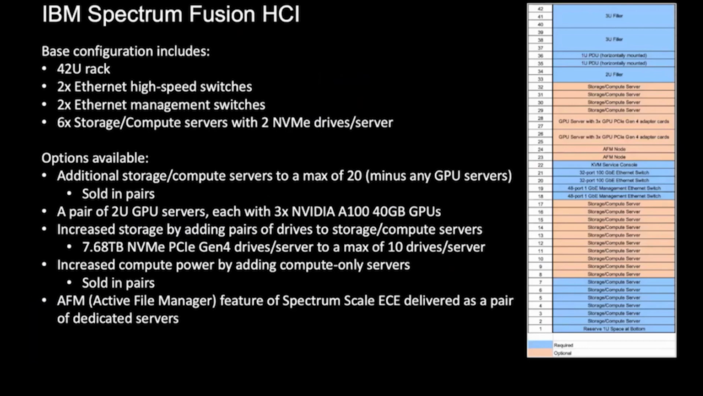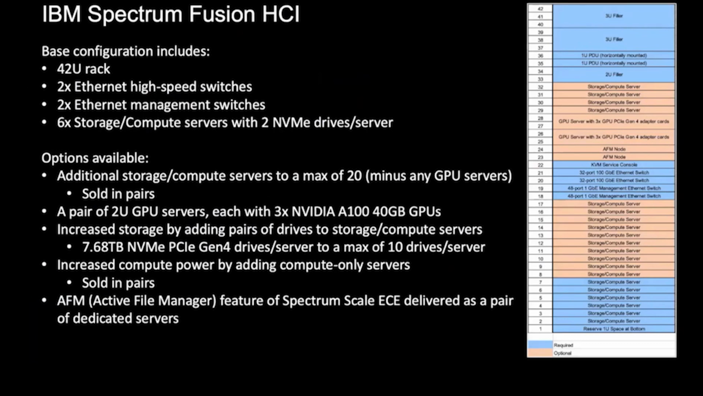The elements in blue over on the right are just the base. There are options available to expand the system. You can add additional storage compute servers to a maximum of 20, which are sold in pairs. You can also add a pair of 2U high GPU servers, each of which contains 3 NVIDIA A100 40 gigabyte GPUs. Increase storage by adding pairs of drives to the storage compute servers. They start with 2, but can be expanded to have up to 10 drives per server.